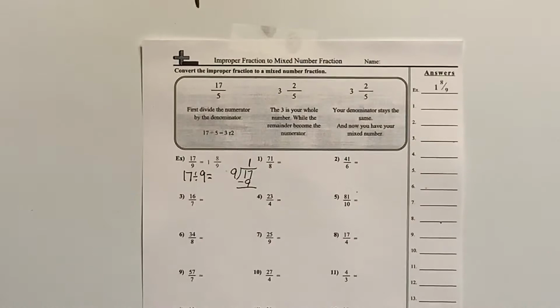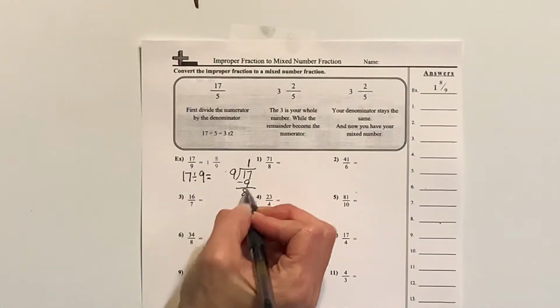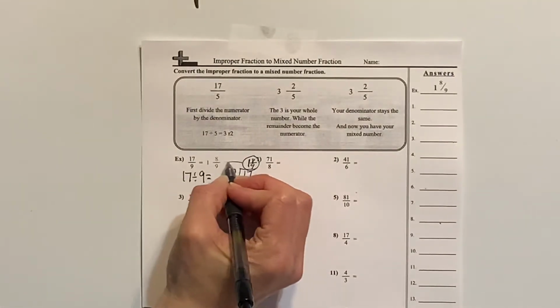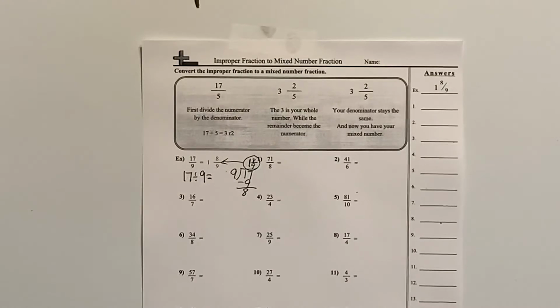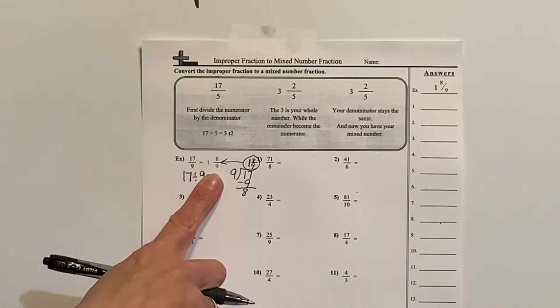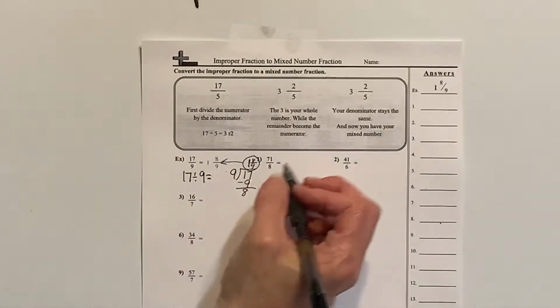All right. So 17 minus 9 is 8. So remember, that's going to be my numerator. And then 9ths would be my denominator. See, that's what they have right there. So what I did was I just proved this answer. Okay? All right. So let's try with 71/8.